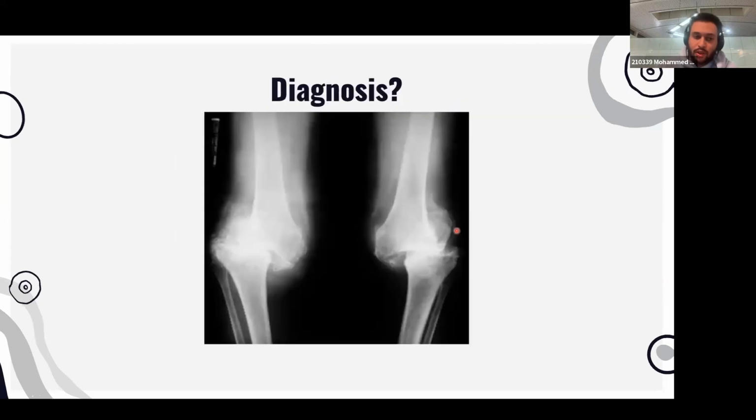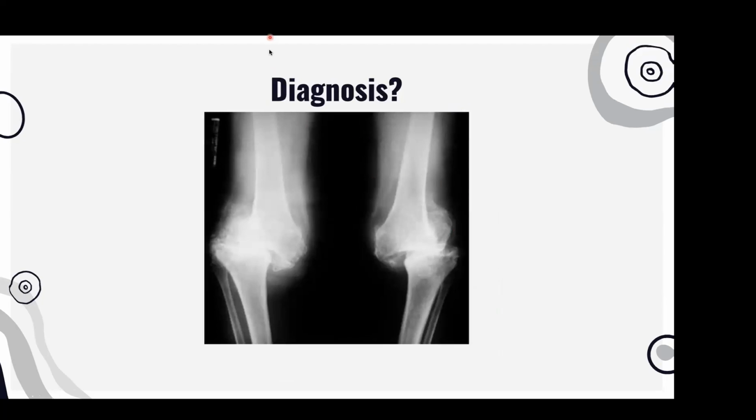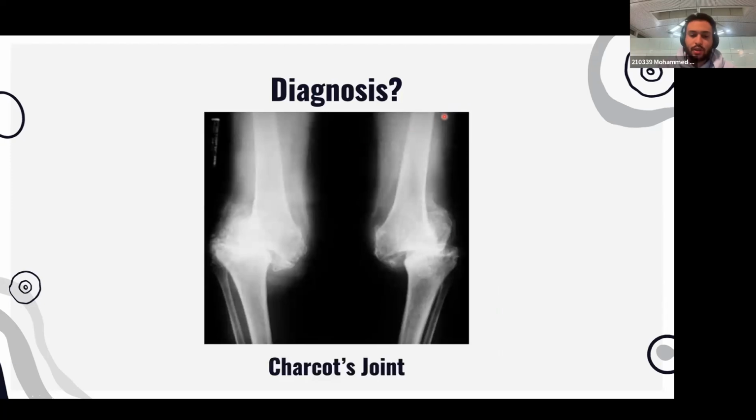Moving on. Can someone tell me what this is? It's a Charcot's joint. Perfect, good. Now, Charcot's joint, I don't think will come in a lot of forms in this exam, and it's not as important. However, it's just important to know why it is caused.